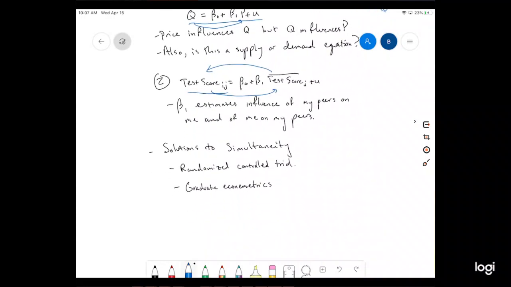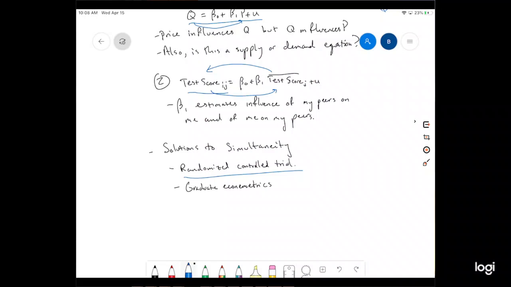Solutions to simultaneity, again, randomized controlled trials. We could randomly assign students to peer groups and see how those peer groups have influenced student outcomes. And then the other is take a graduate course in econometrics. We could teach more solutions to simultaneity.